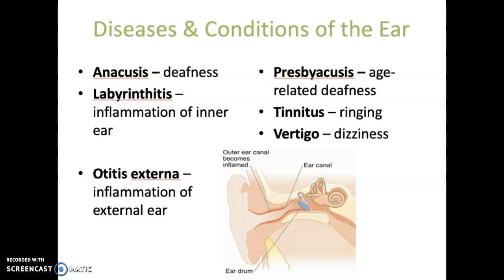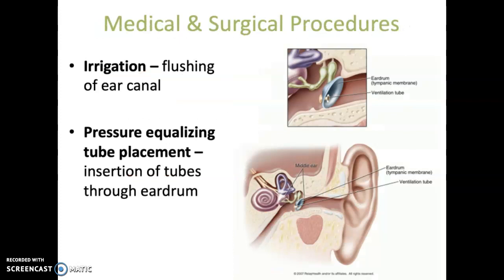And then a few procedures, medical, surgical, diagnostic. Irrigation is flushing of the ear canal. That's used typically to dislodge a mass. It could be earwax, for instance. Pressure equalizing tube placement is insertion of tubes through the tympanic membrane. That's often used to treat otitis media.